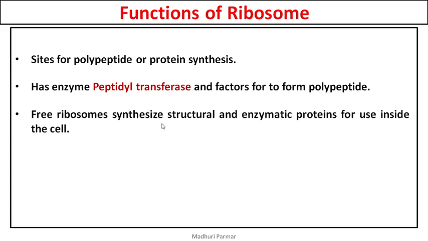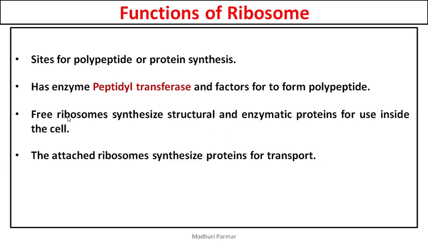Free ribosomes synthesize structural and enzymatic proteins. The free ribosomes that you find in the cytoplasm synthesize structural proteins. Structural proteins are the proteins which you find on your plasma membrane or in the cytoskeleton, which just provide structure. And enzymatic proteins are the proteins which have catalytic function. So these kinds of proteins, structural and enzymatic, are made by free ribosomes.